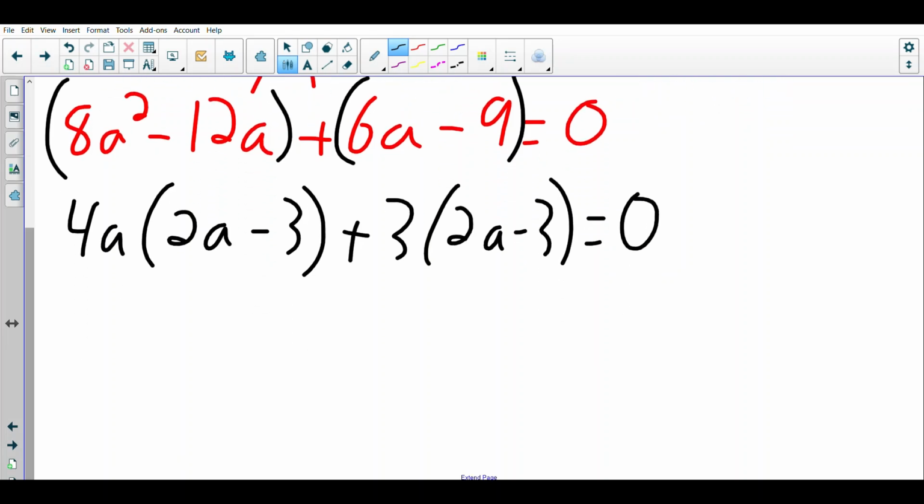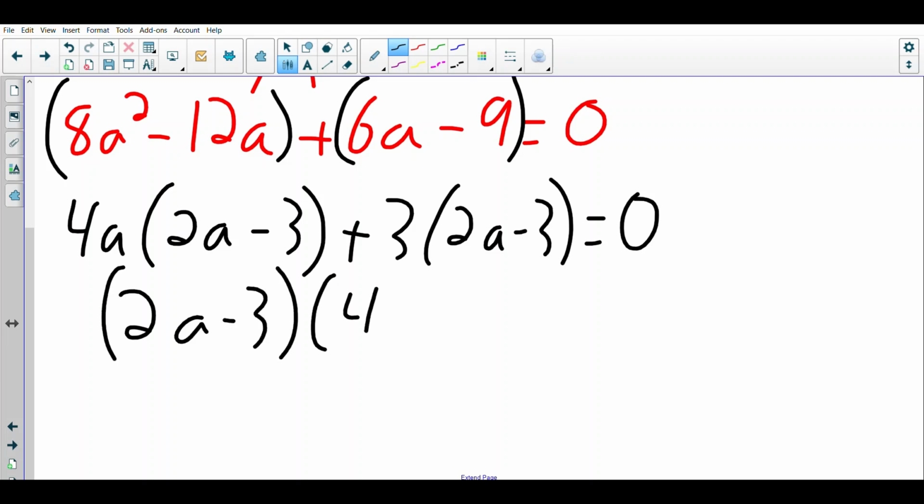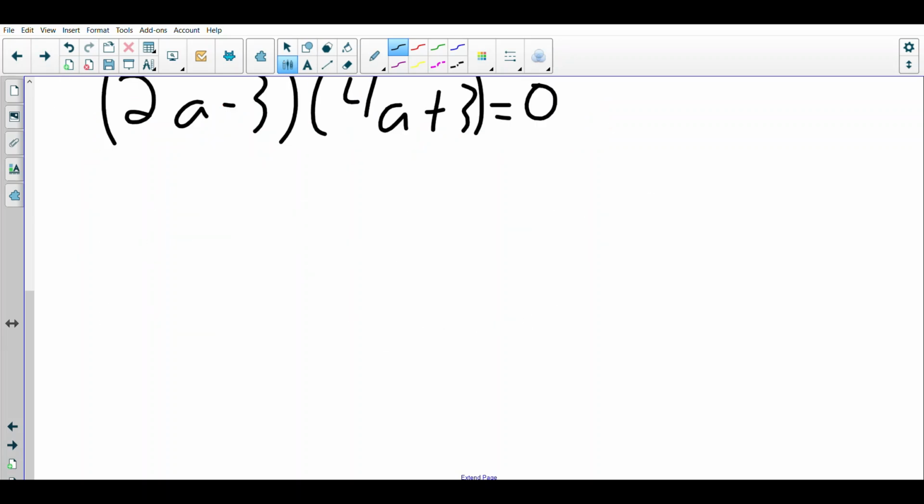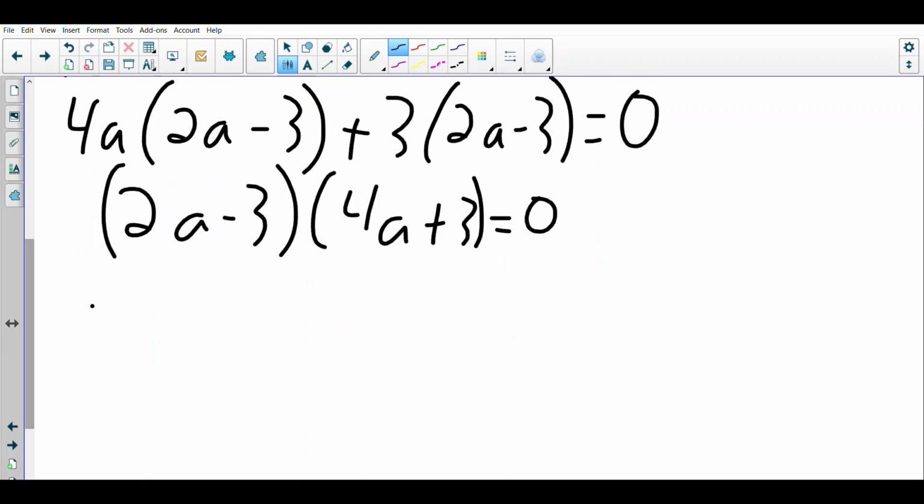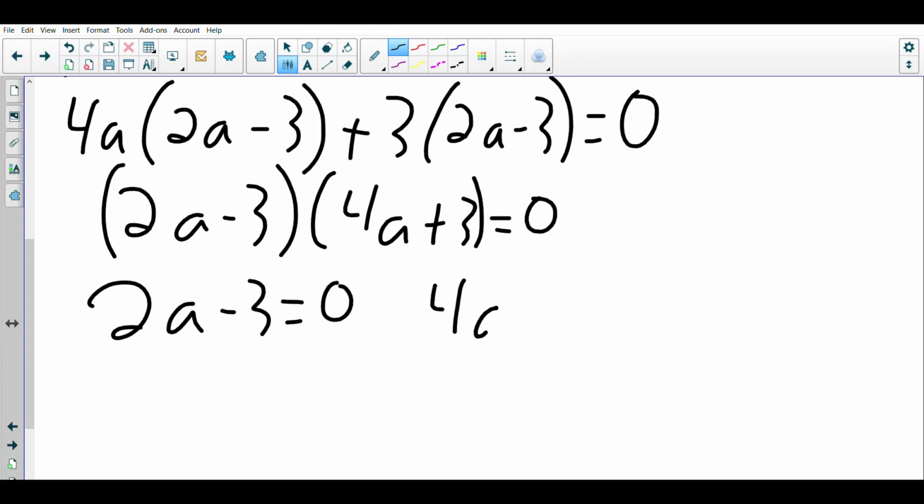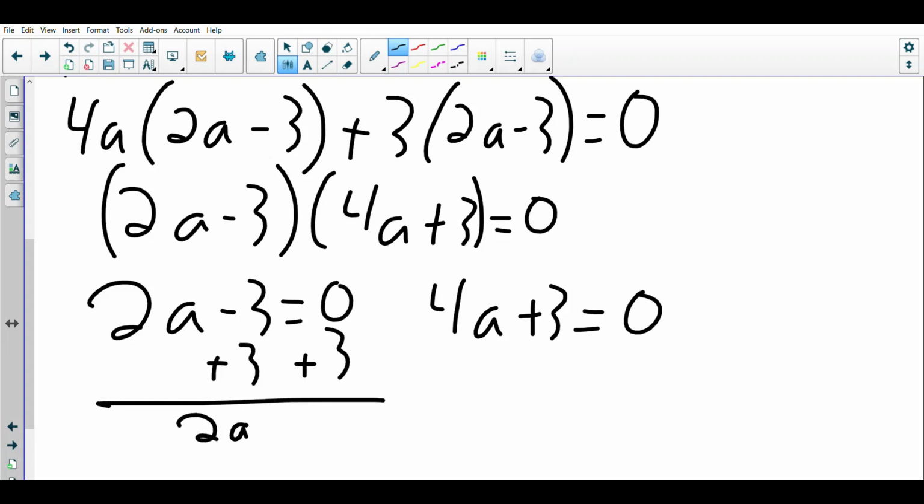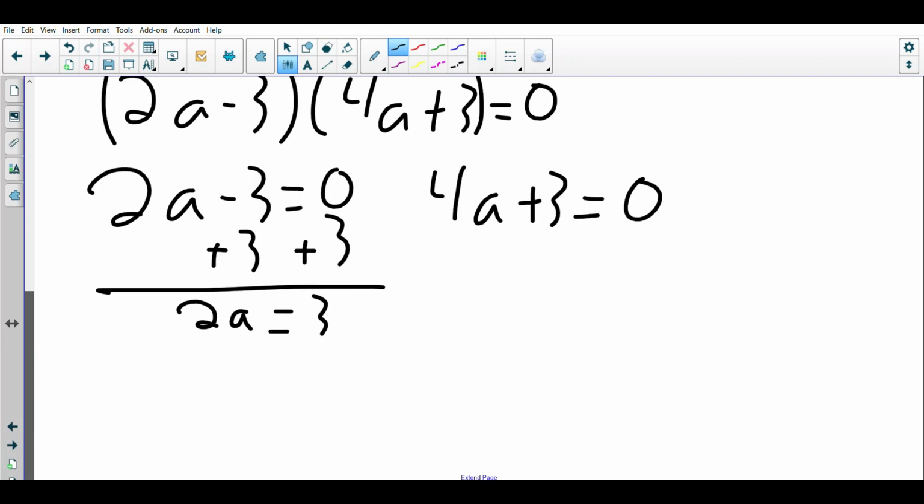Take what's common, 2a minus 3. What's left? 4a plus 3. And now we're in our solving situation, set both equal to 0. 2a minus 3 equals 0. 4a plus 3 equals 0. So I'm going to solve the first one, add 3 to both sides. So we get 2a equals 3, divided by 2, so I get a is equal to 3 over 2.